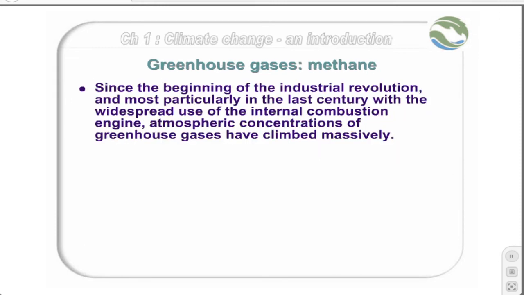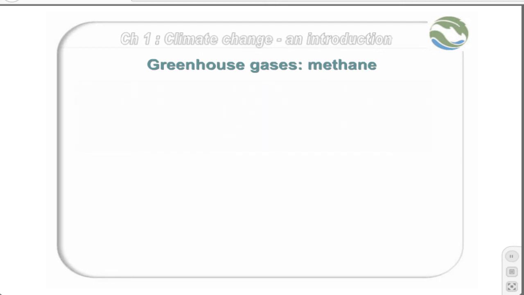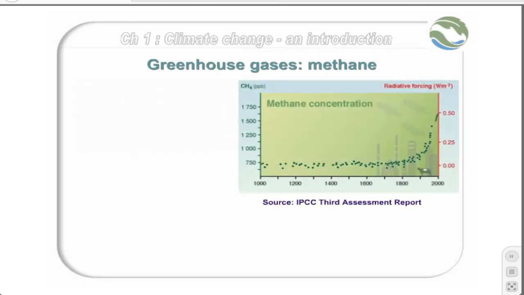Since the beginning of the Industrial Revolution, and most particularly in the last century with the widespread use of the internal combustion engine, atmospheric concentrations of greenhouse gases have climbed massively. This graph details the increase in methane concentration in the atmosphere in the last 1,000 years, and it's clear that the concentration has increased particularly rapidly within the last 200.